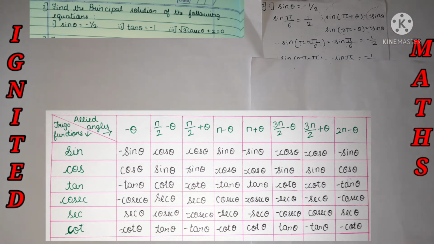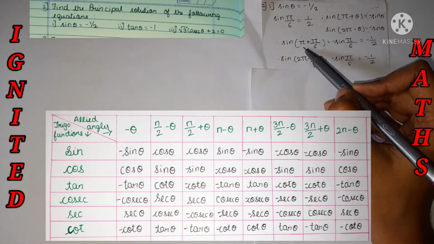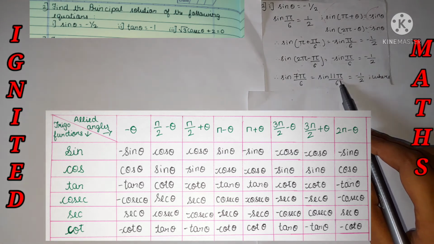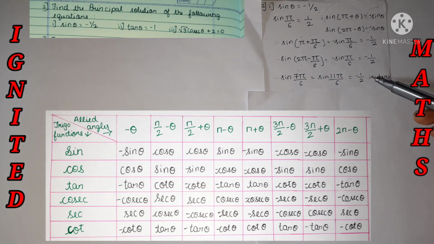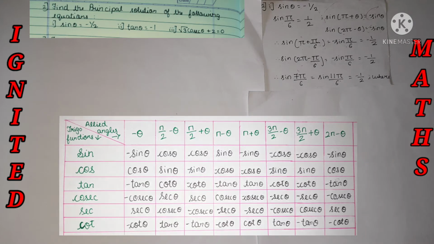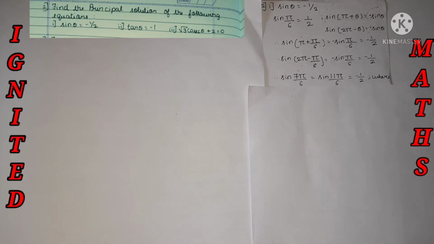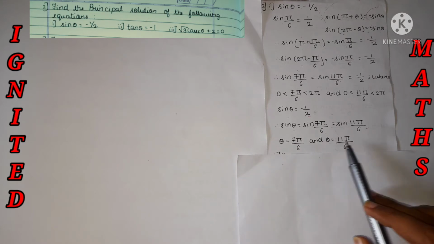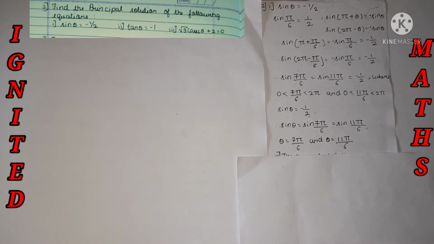So by the trigonometric functions of allied angles, we got it over here. Now we need to do the calculation of pi plus pi by 6 for finding the solution. So pi plus pi by 6 is nothing but 7 pi by 6, and 2 pi minus pi by 6 is nothing but 11 pi by 6. The value of sine there is minus 1 by 2. Yes, and is this lying between 0 to 2 pi? Yes, it's absolutely lying between 0 to 2 pi. So it's nothing but the principal solution. Yes, theta is equal to 7 pi by 6 and theta is equal to 11 pi by 6 are nothing but the principal solutions.